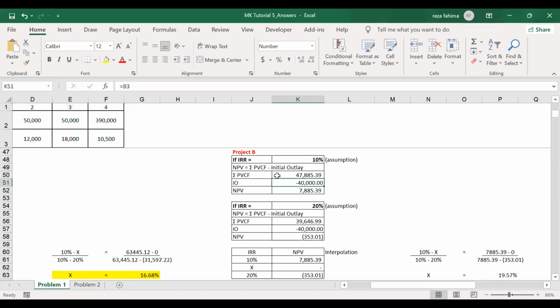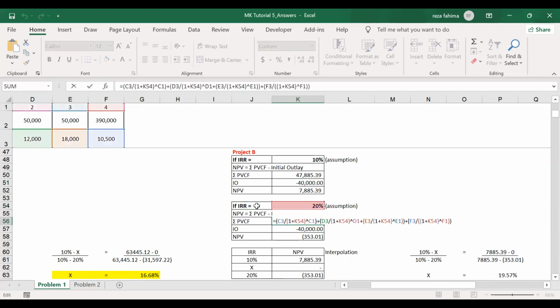And then we get 47,885.39 for our sum PVCF, and our initial outlay is 40,000. It means that our NPV is 7,885.39, because we subtract the sum of PVCF and the initial outlay, and then we get this number of NPV. And then for second assumption of project B, the IRR is 20%. We're gonna calculate the PVCF.